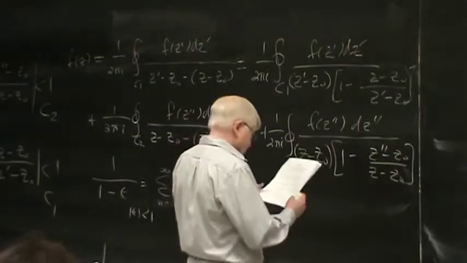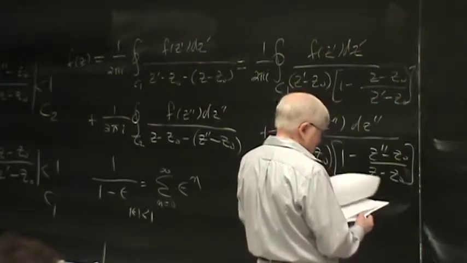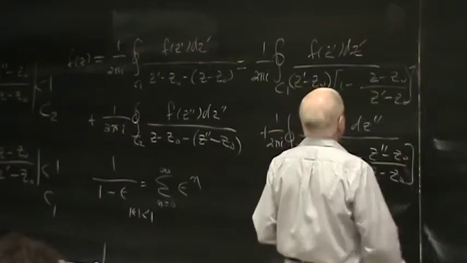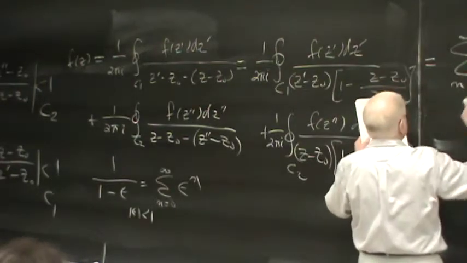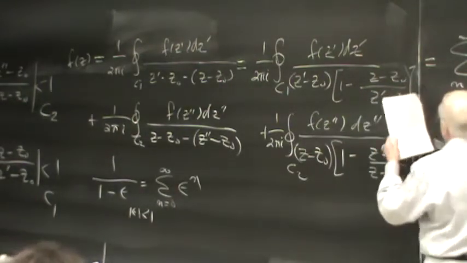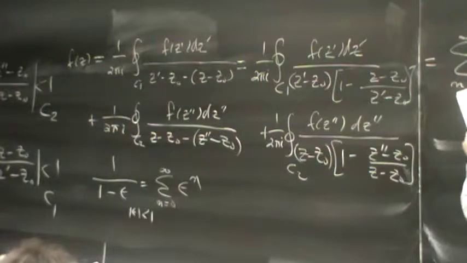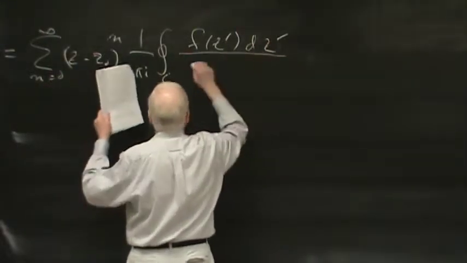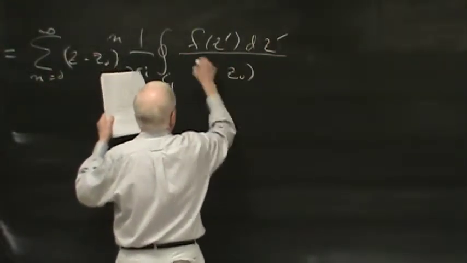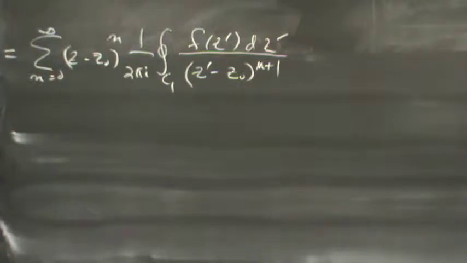Okay, so we can expand these integrals as we interchange summation and integration, and what we have then is the sum n equals 0 to infinity of z minus z0 to the n, times 1 over 2 pi i integral C1 f of z prime dz prime over z prime minus z0, and now it's the power n plus 1. So it's the power n from the expansion here, and then plus 1 from this one.